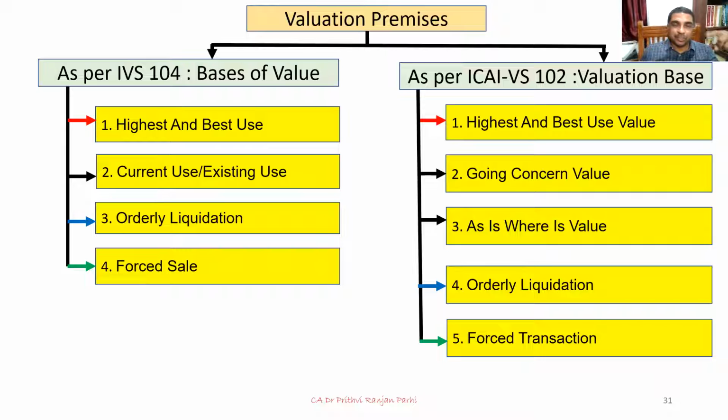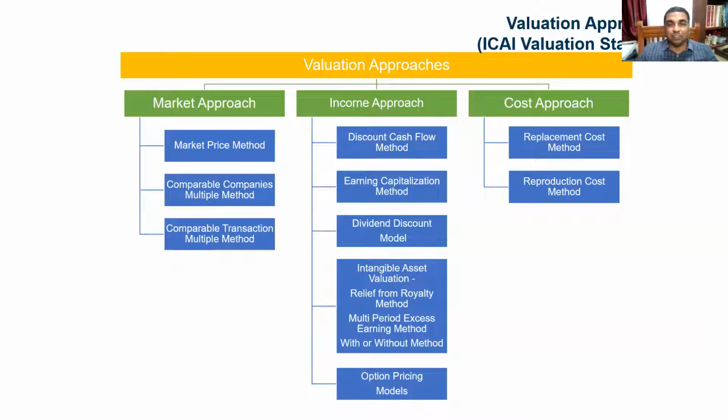So a valuer is expected to understand the valuation premises like highest and best use, current use or existing use, orderly liquidation, forced sale, going concern value, as is where is value. On that basis, once he understands the premises, he will be selecting a valuation base. Once the valuation base is selected, then he will be able to decide what should be his approach of valuation. Is he going to follow the market approach, income, or cost?